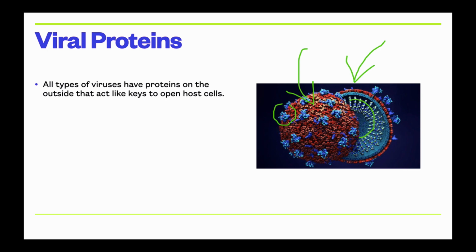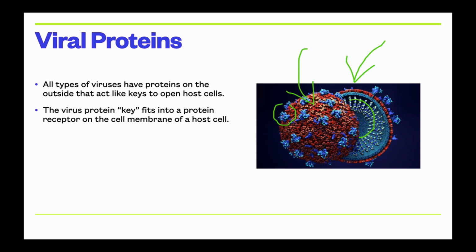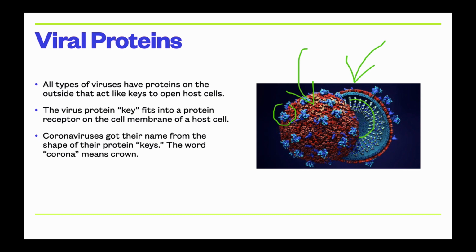Okay, and these little blue-colored proteins act like keys. And these blue proteins on this coronavirus can fit into receptors on the cell membranes of the host cells that this virus is capable of infecting. Okay, now the coronavirus got its name from the shape of these blue-colored proteins in this picture. And these proteins act like little keys, which can open up the locks, which are the receptors on the host cells.